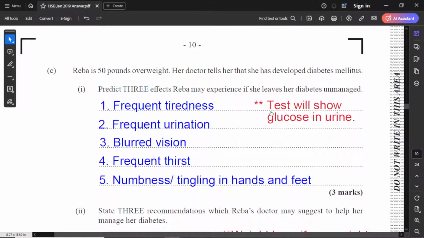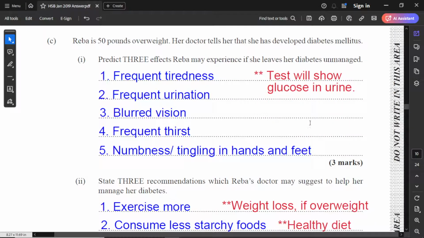She's not going to notice it. But these are the things in blue that she will experience directly. But this will have to be done by a test, the amount of glucose in the urine, or if glucose is in the urine.